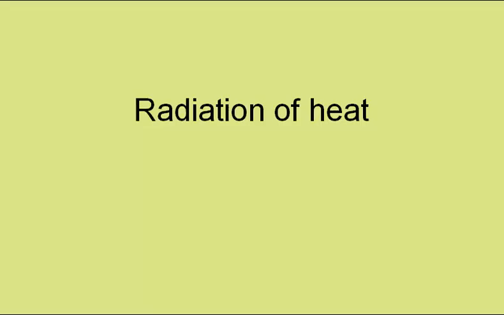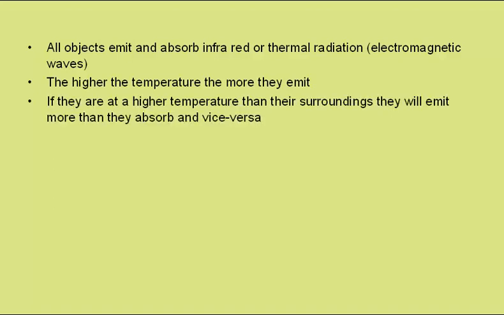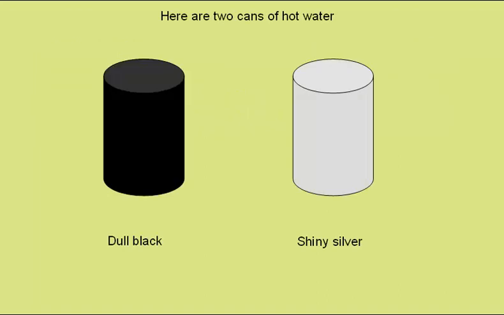Radiation of heat. All objects emit and absorb infrared or thermal radiation, which are electromagnetic waves, part of the electromagnetic spectrum. The higher the temperature, the more they will emit. If they are at a higher temperature than their surroundings, they will emit more than they absorb, and vice versa.